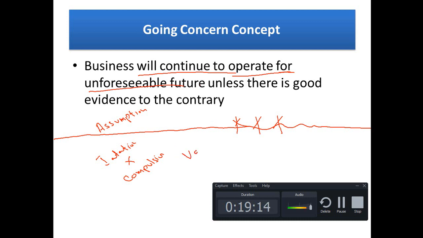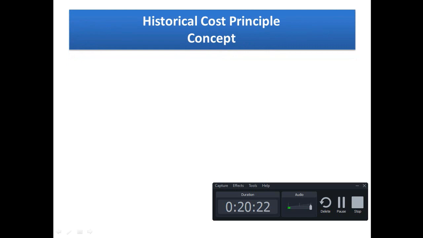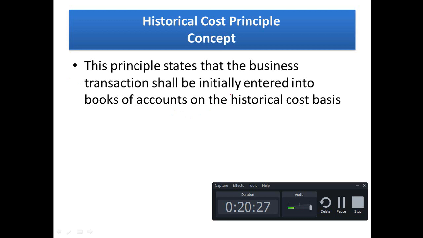We always assume the going concern assumption as valid, and that's why we are measuring the assets at cost rather than forced sale value, because we believe that we are going to take benefit from the cost of the asset throughout the life of the asset, and we are not going to sell it forcefully. Because we are following the going concern assumption, this leads towards another basic concept, which is the historical cost principle, which states that the business transaction shall be initially entered into the books of account on historical cost basis.